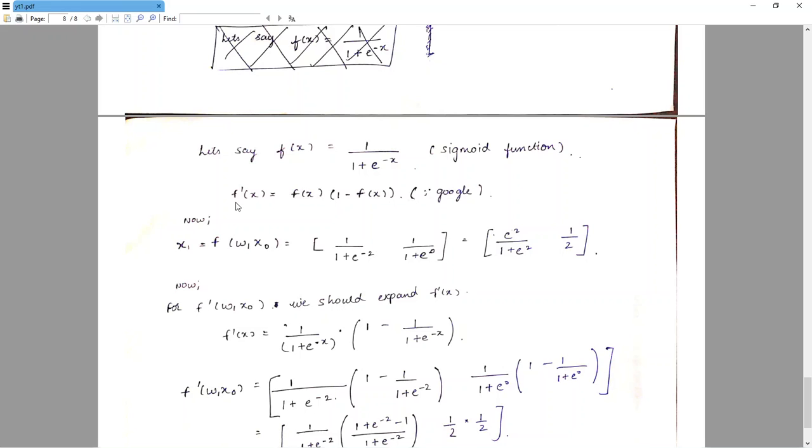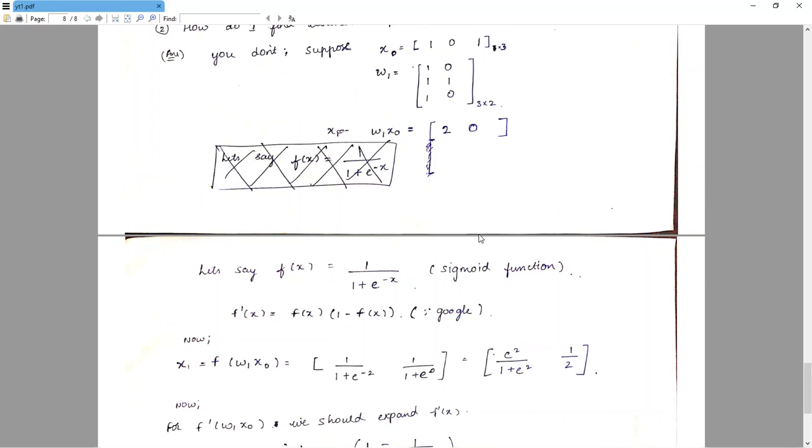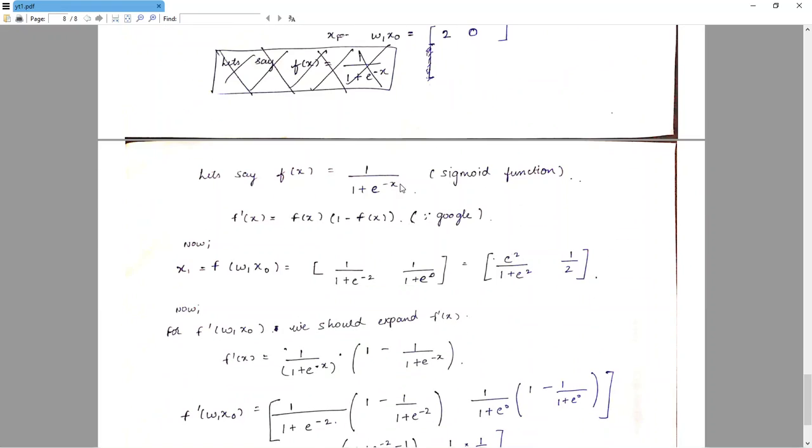Now if we find the derivative of this function normally, that is 1 by 1 plus e power minus x, it will be f of x into 1 minus f of x, right? So now, what is x1? It's function of w1 x0, right? Function of w1 x0 is none other than 1 comma 0 comma 1.